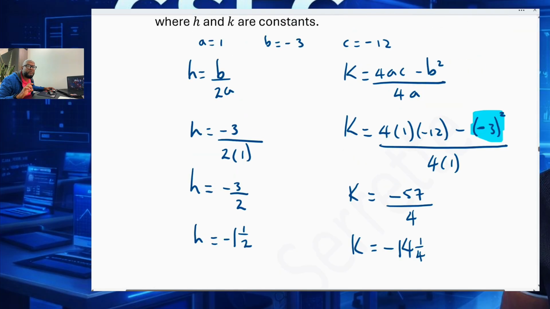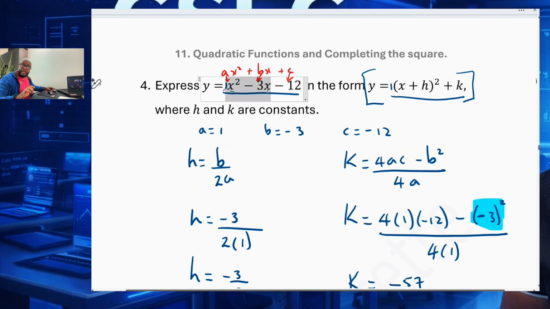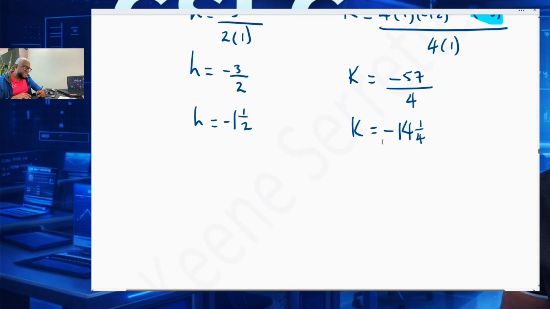By the way, what form do we call this again? No, this is quadratic form. Thank you. Quadratic form. And this here would be completing the square form, right? So let's write it in completing the square form.